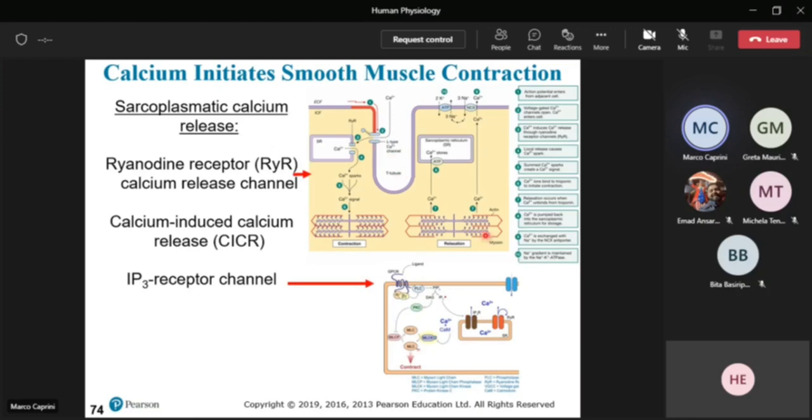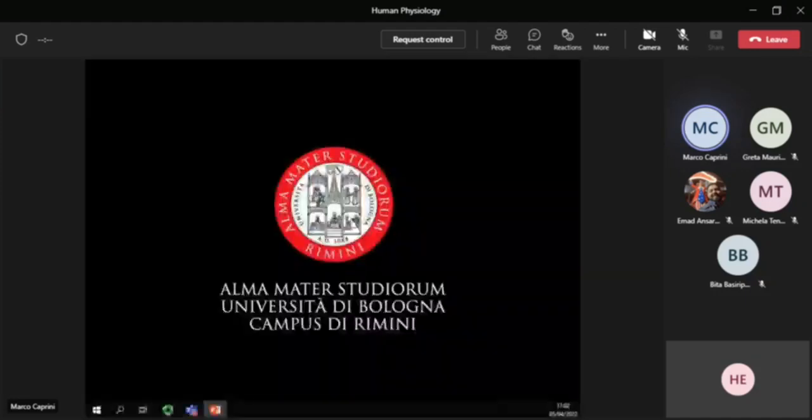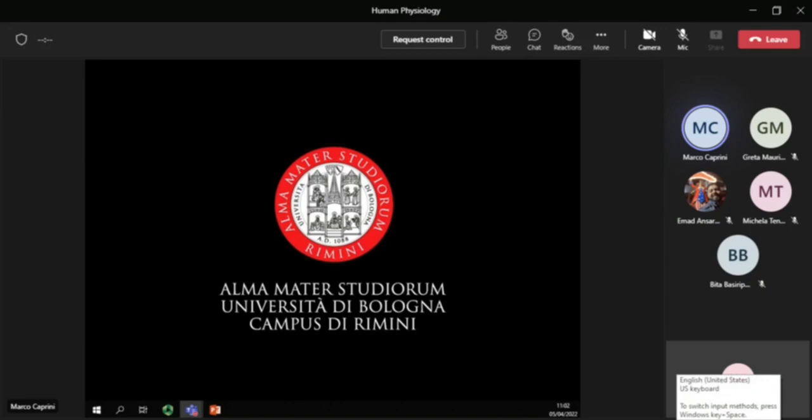But we have a different source of calcium in the smooth muscle cell that is completely different from the skeletal muscle. But we will analyze it Friday because it's already 11 o'clock. So see you on Friday. Guys, see you on Friday at home.